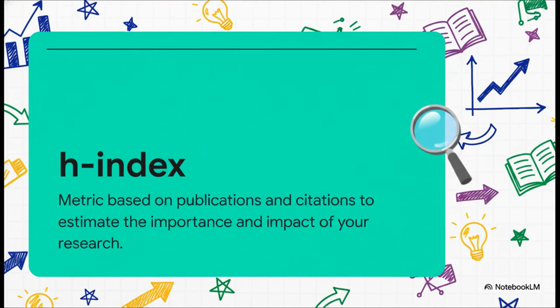Okay, so the first key metric you need to know is the H-index. The best way to think about it is as a balance between your productivity and your consistent impact. So for example, to get an H-index of 10, you need to have published at least 10 papers that have each been cited at least 10 times. It's a really great measure of your steady, cumulative contribution over time.